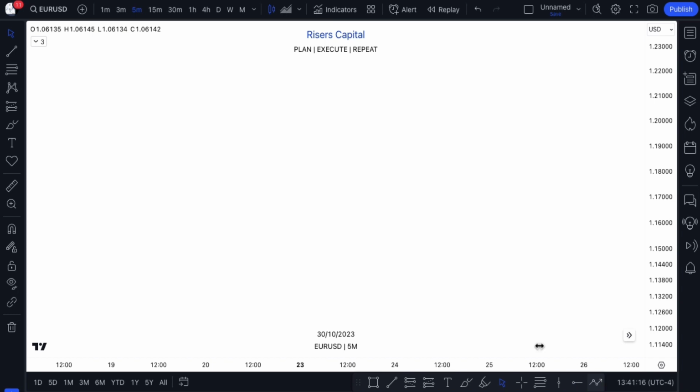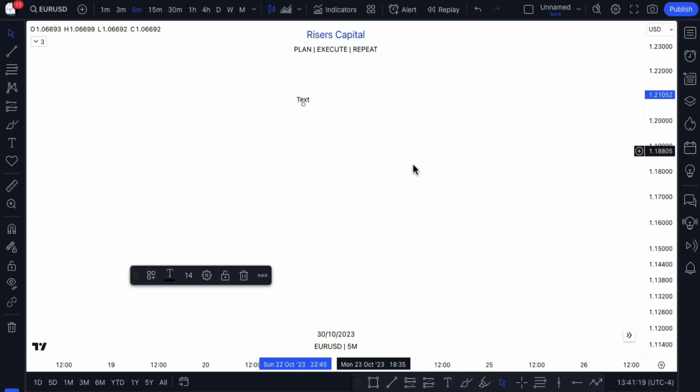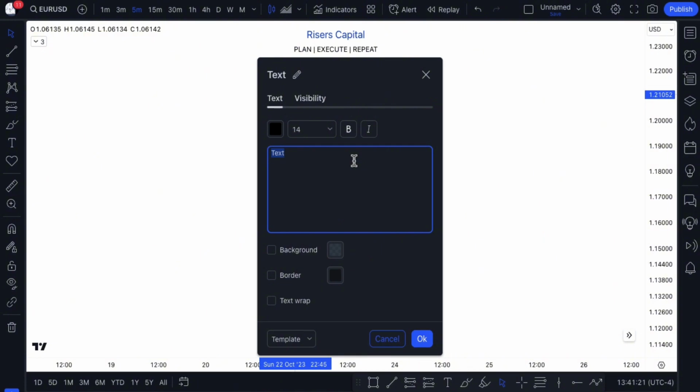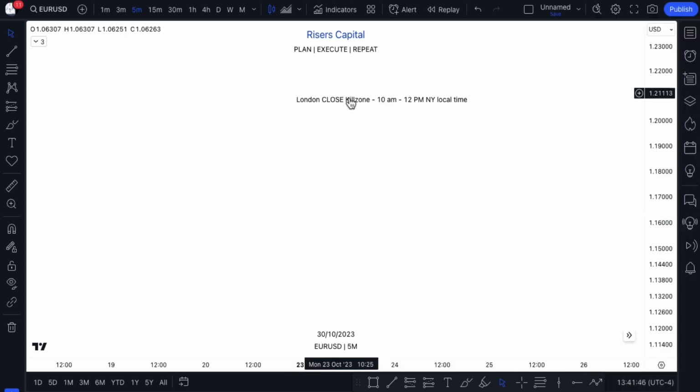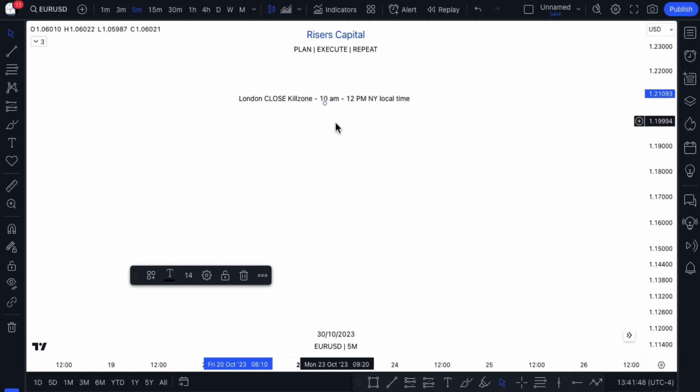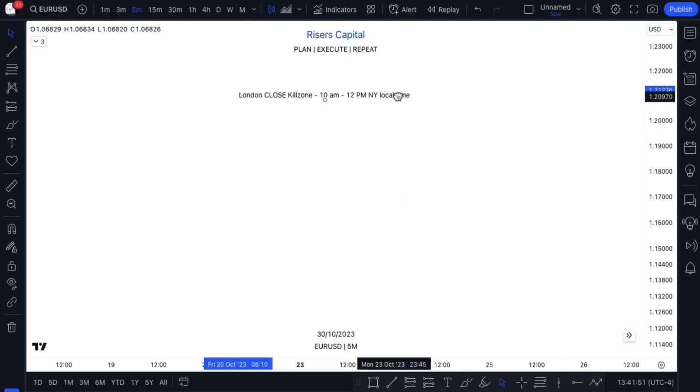And yeah, so firstly we need the time. So what time is the London close Killzone, sorry. So the London close Killzone is actually 10 a.m. to 12 p.m. New York local time. Now, if you want the New York local time, of course you can change the time zone here to the New York time. And yeah, so the London close Killzone is 10 a.m. to 12 p.m. New York local time.